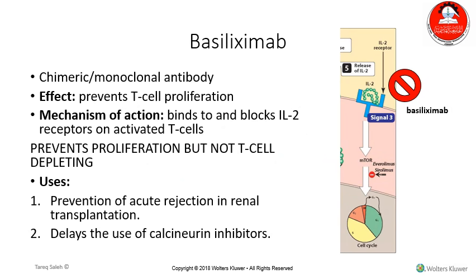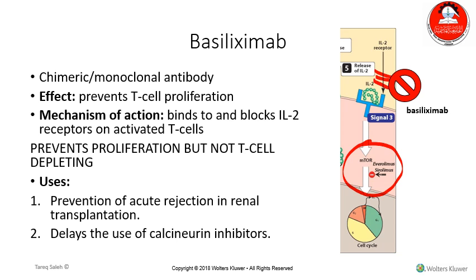So let's start talking about basiliximab. As I just mentioned, basiliximab is a chimeric monoclonal antibody, of course, produced by the hybridoma technology. It results in a prevention in T cell proliferation. And the way it does that is that basiliximab directly blocks the binding of IL-2 to its receptor on the surface of T cells. Thus, it interferes with signal 3 of T cell activation, which leads to prevention of mTOR activation and inhibition of T cell proliferation.